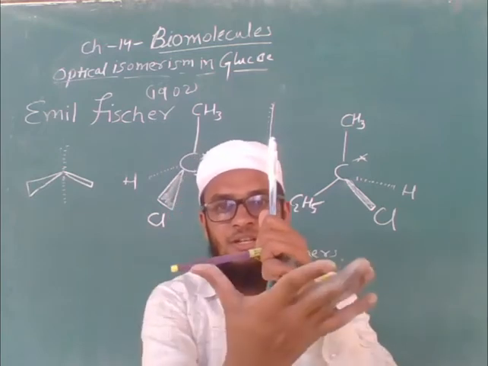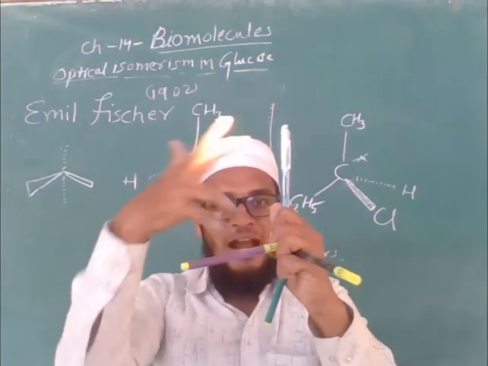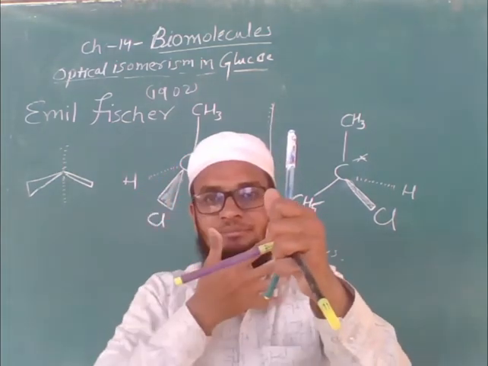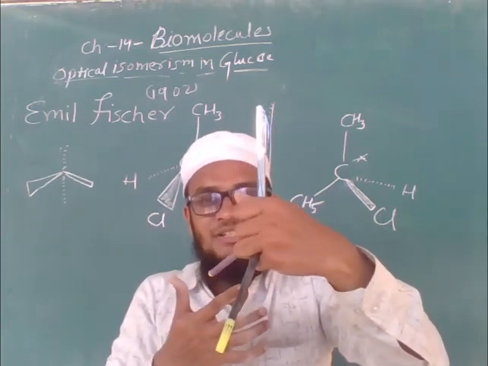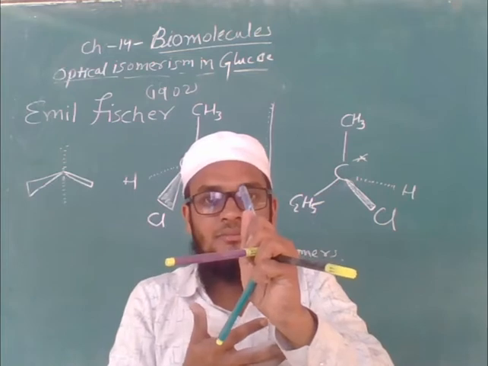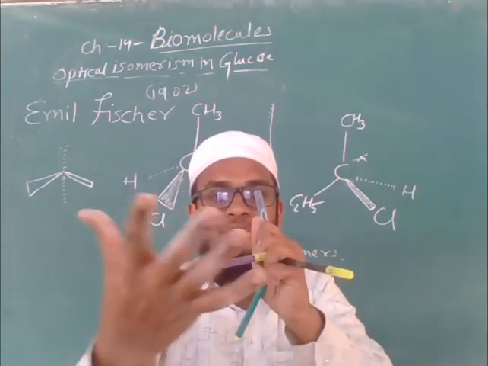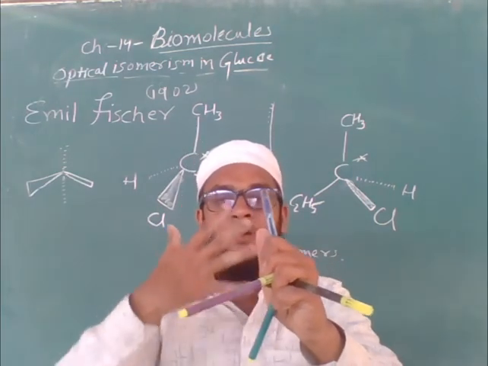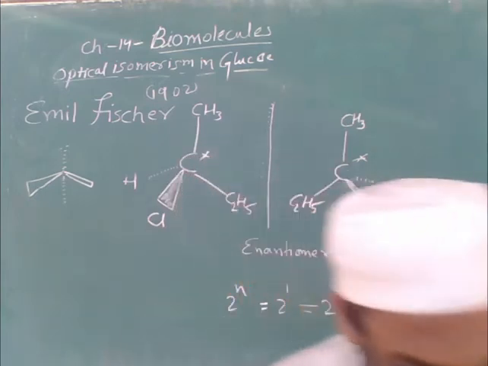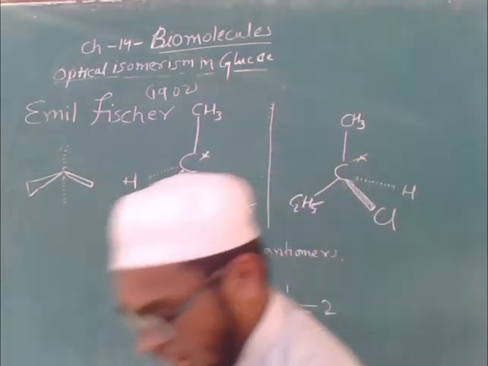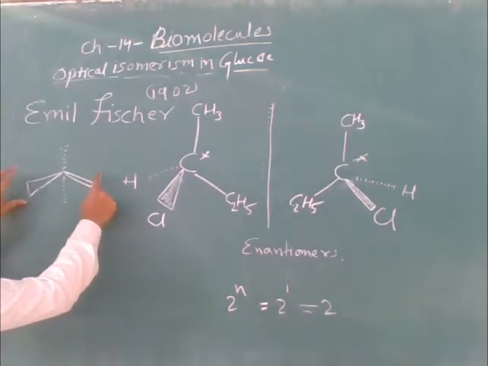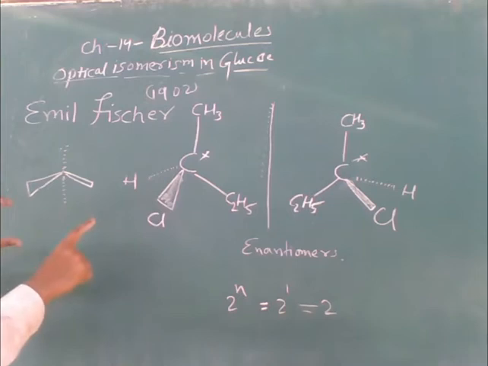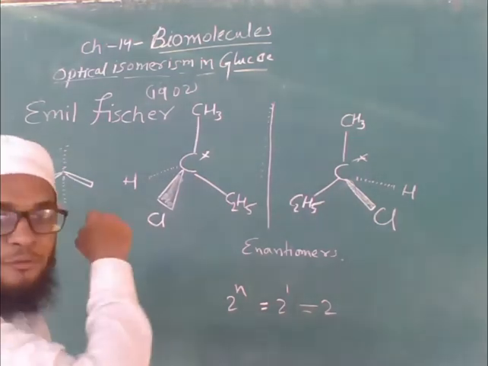Now if you notice, these two are coming towards you and these two are going away from you. Just the tetrahedral geometry, he changed it in this direction. Two coming towards the viewer and two going away from the viewer. So what does the Fischer formula say? The Fischer formula says these two wedge shapes mean these two groups are coming towards the viewer, and these two dash lines say the two groups are going away from the viewer.